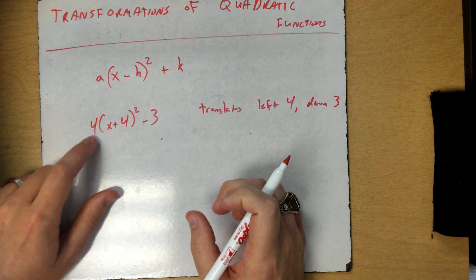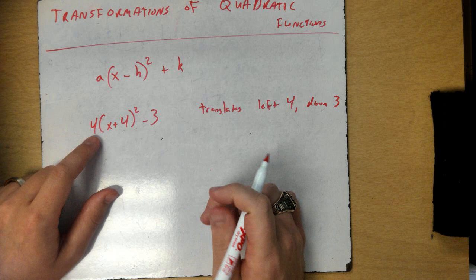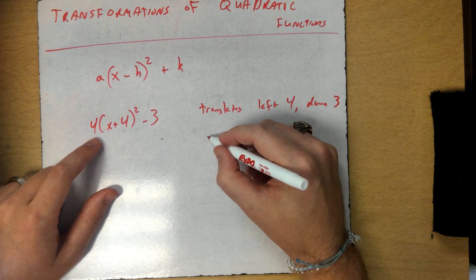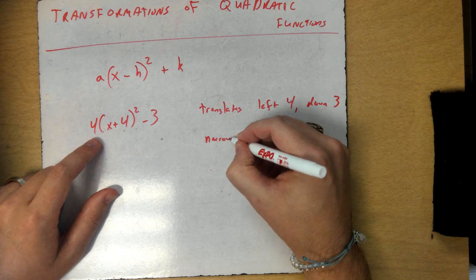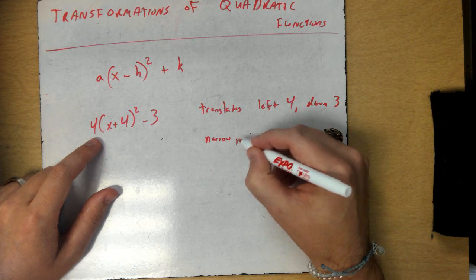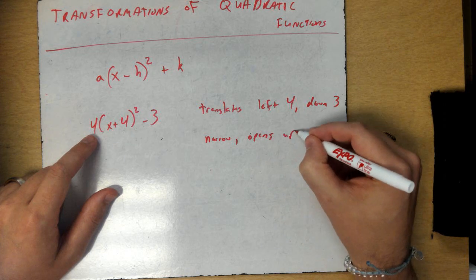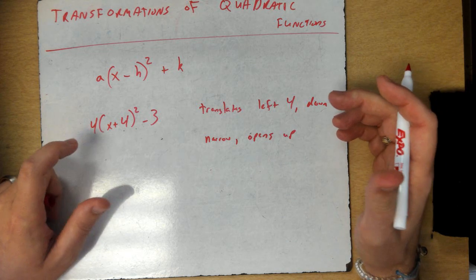Now look in front. The number in front, we have an A in front. It's a positive 4, and it's bigger than 1, which means it's going to be a narrow graph. So it's narrow, and it's positive, so it opens up. So what does all this really mean?